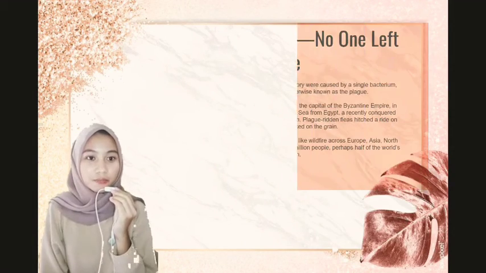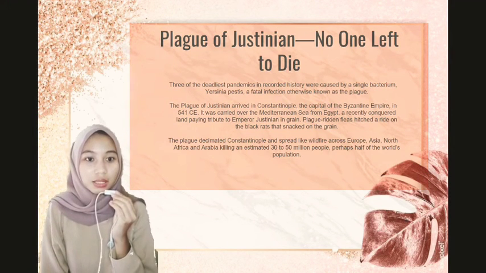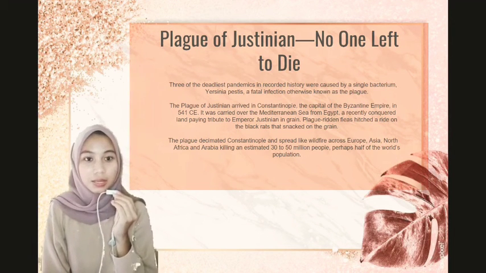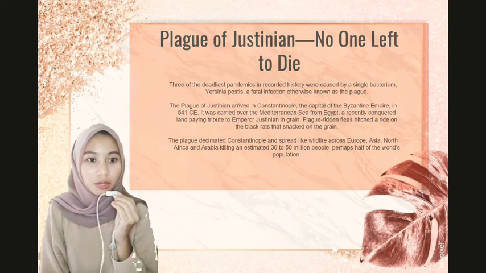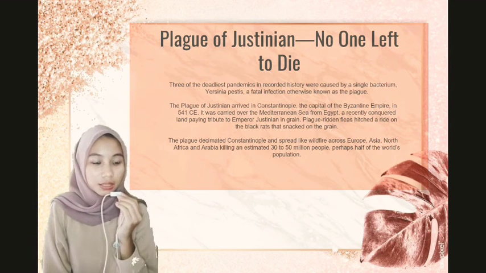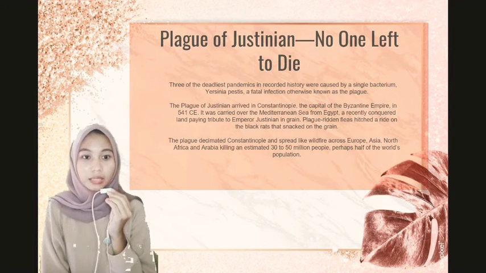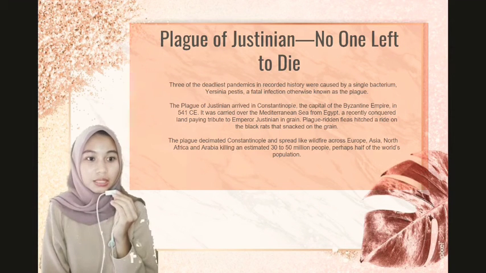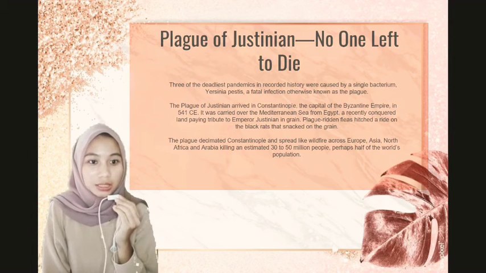The plague of Justinian: none left today. 3 of the deadliest pandemics in recorded history were caused by a single bacterium, Yersinia pestis, a fatal infection otherwise known as the plague. The plague of Justinian arrived in Constantinople, the capital of the Byzantine Empire, in 541 CE. It was carried over the Mediterranean Sea from Egypt, a recently conquered land paying tribute to Emperor Justinian in grain.